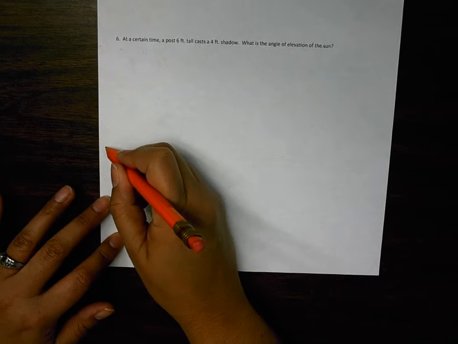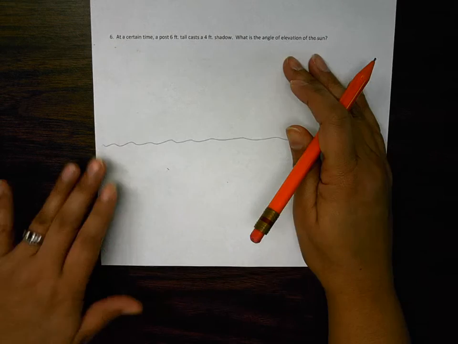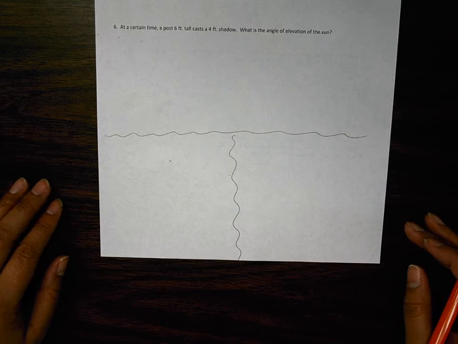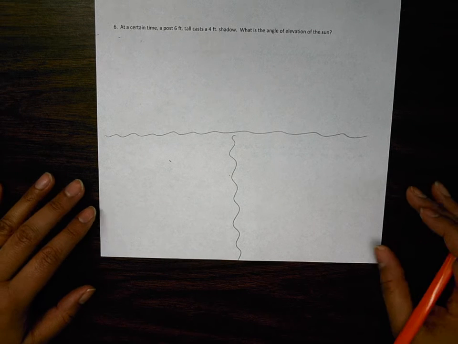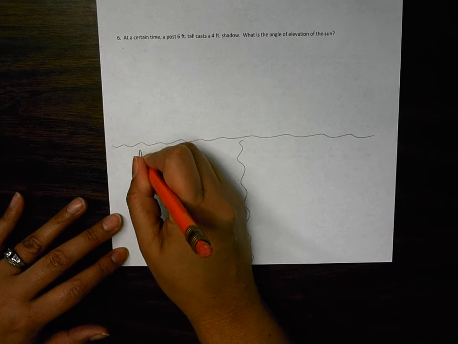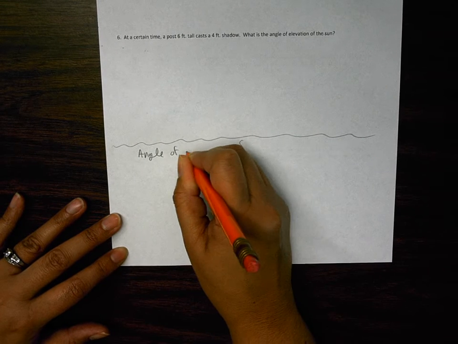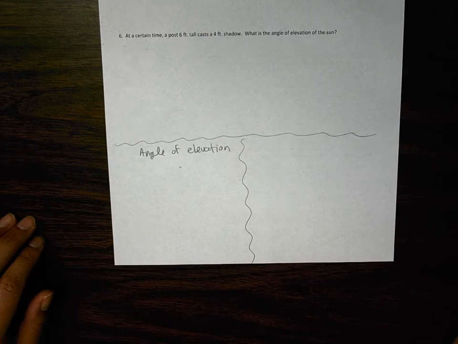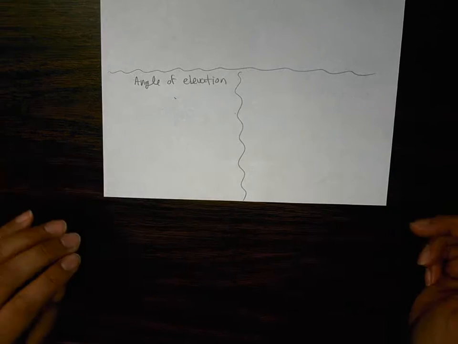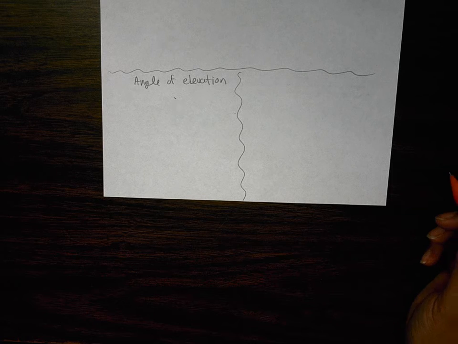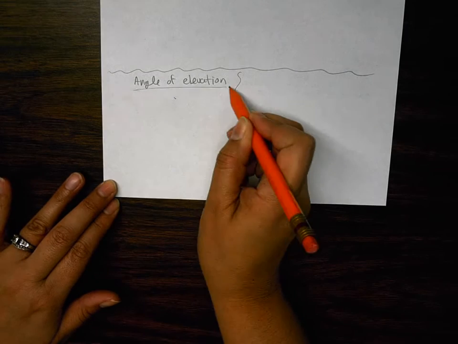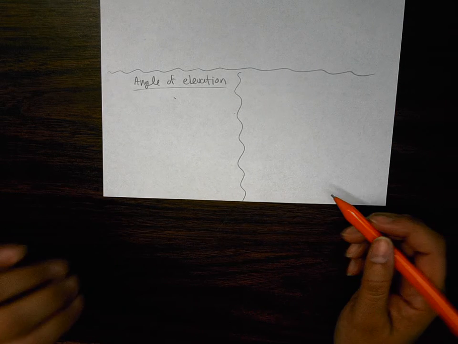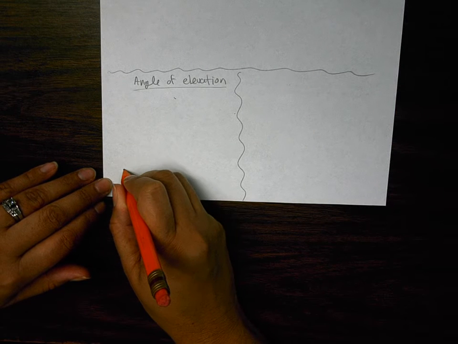And we are going to draw two different scenarios. One, what a picture of angle of elevation looks like, and what a picture of angle of depression looks like. Okay, angle of elevation. All right, first off, recognizing whenever you're dealing with the angle of elevation or angle of depression, it's always from the horizontal line of sight.